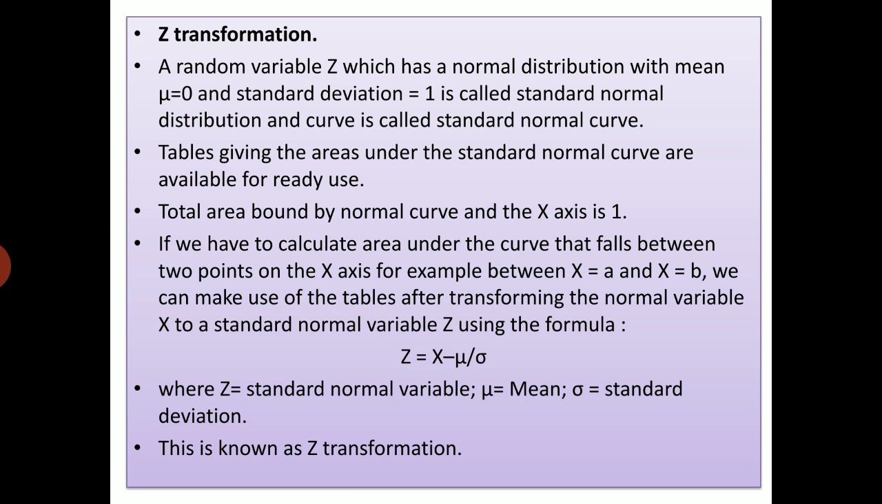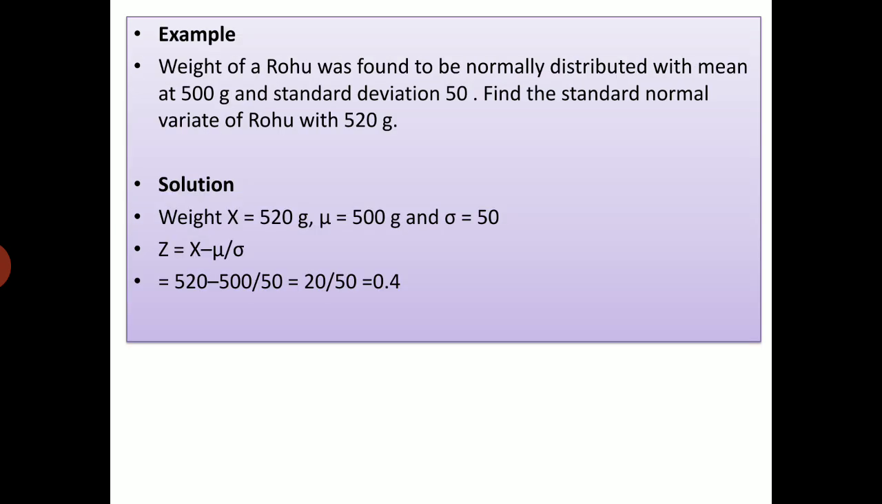Okay, so we can see it with the help of one simple example. In this example, the weight of a rohu was found to be normally distributed with mean at 500 grams. Rohu is the name of a fish. When you are doing some aquaculture activity in a pond, they have to decide when they can remove the fish. Mostly they get a good price when the fish reaches 1 kg plus weight. If you remove it earlier, you will get less price.